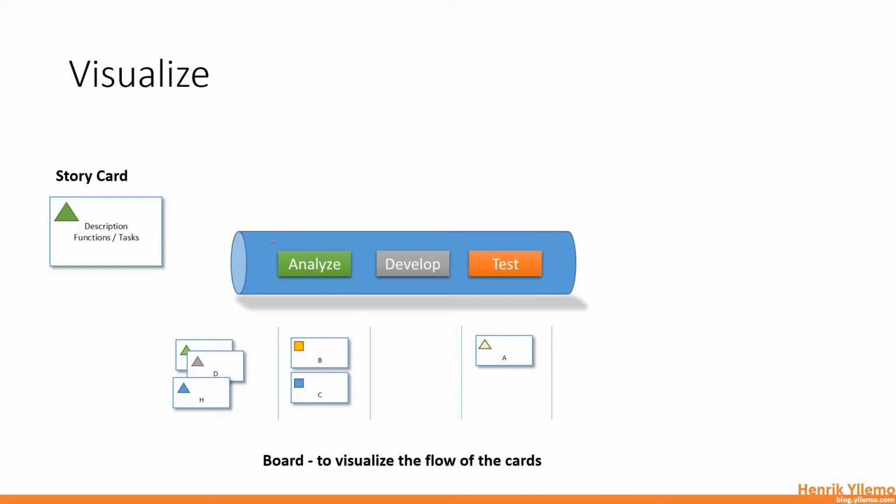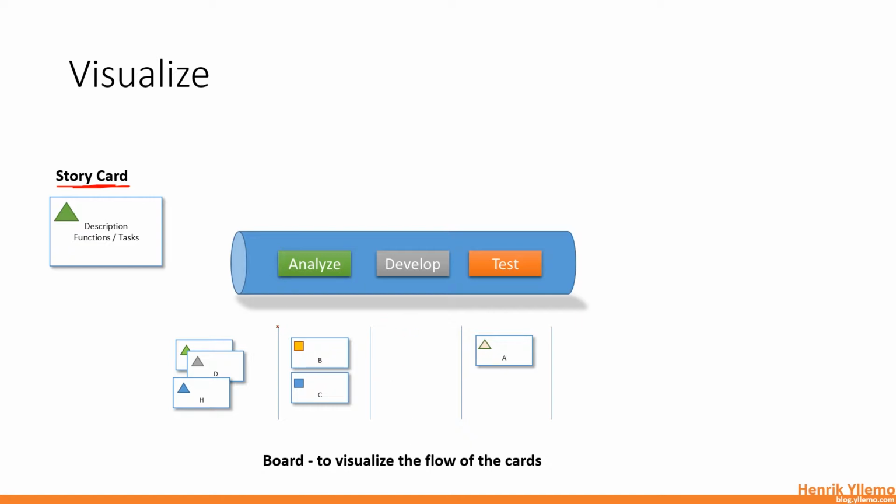Following our software development pipeline here, we can see we have the typical story card, which is a card with a description of maybe functions and tasks of things we want to do within this card. And this is how we typically do things. You have some kind of visualization card, and those cards are being transferred across a board.